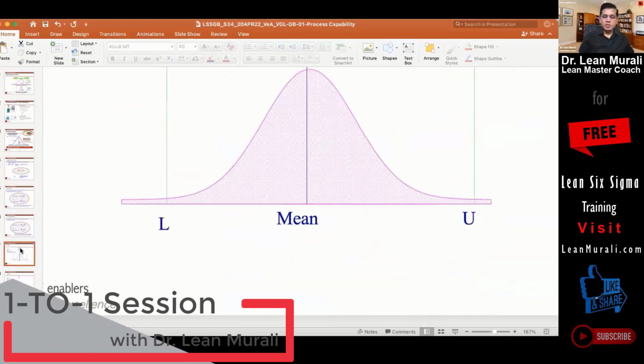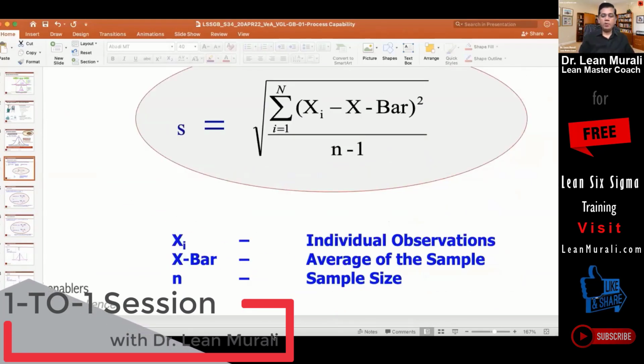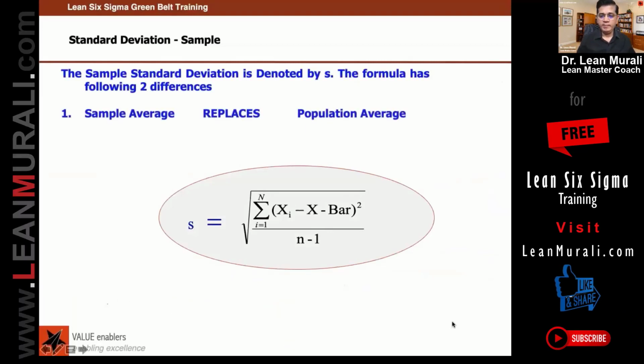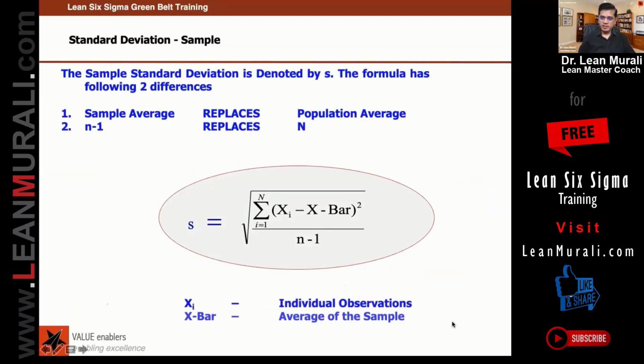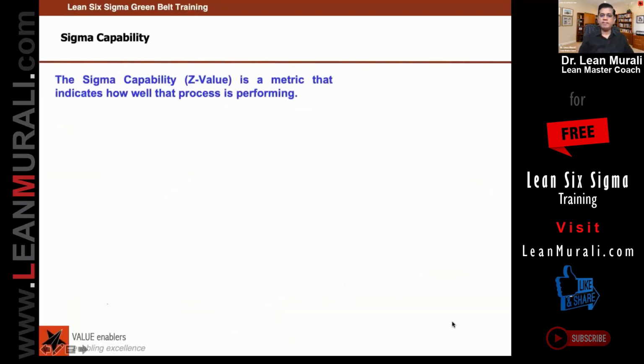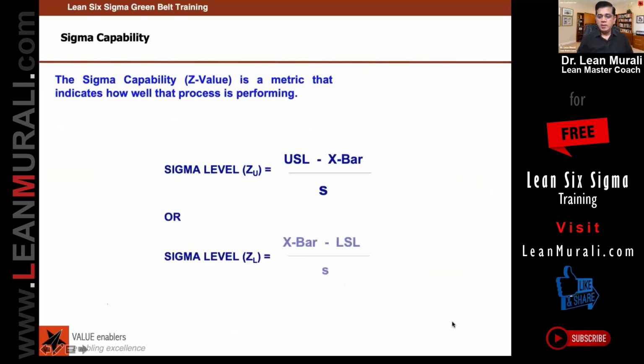So I wanted to leave you with the formula at least today. And next class, I will do some practical examples in Excel. To calculate the 6 sigma level, we need to take the minimum of this. I'll tell you why minimum also. Upper specification limit minus the average or mean, or average minus lower specification limit, divided by whatever standard deviation the data gives us.